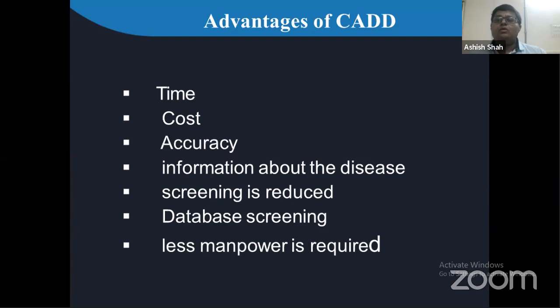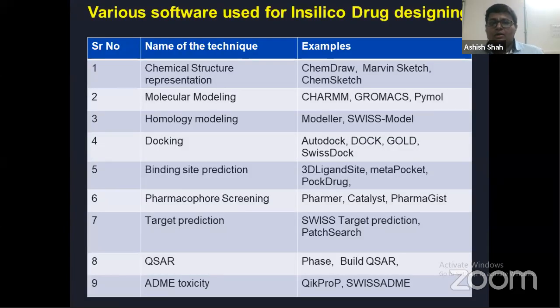Now, what is the aim of computer-aided drug design? It is to save your time and cost, to give accurate results, and to give information about disease. So these are the applications or advantages which are involved with computer-aided drug design.